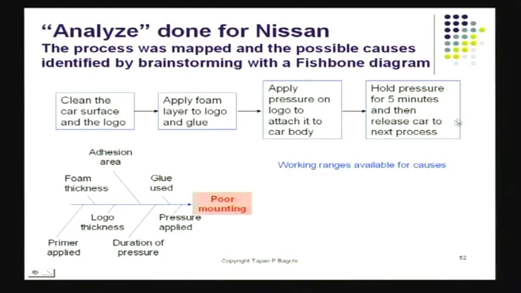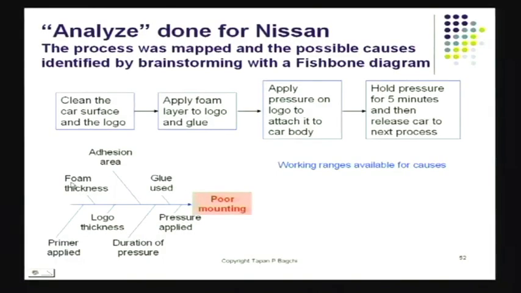With this map in front of us, a brainstorming was done, and all the factors that could have led to poor mounting. See that red box there? It shows poor mounting as the effect. Various things that could have caused it, those are listed here. For example, foam thickness could have caused this. Adhesion area, the area over which you apply the glue, that could have also caused this. The glue used, that itself could have probably caused poor mounting.